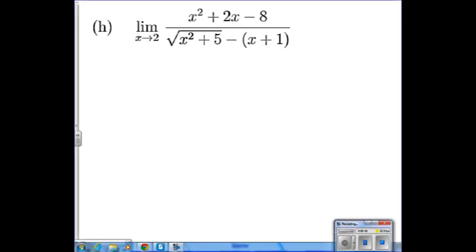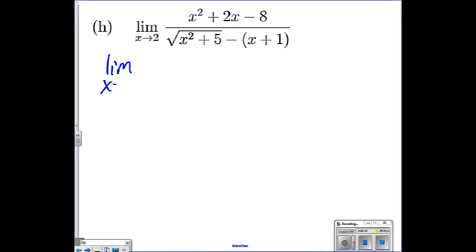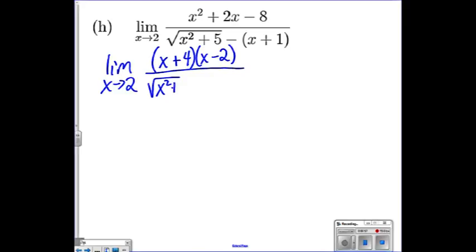Now, we end up with the limit as x approaches 2 of, looks like we can factor out this top, where we end up with x plus 4 times x minus 2 all over, I'm just going to rewrite the bottom. We have the square root of x squared plus 5 minus x plus 1. Now, I know a lot of people, especially a lot of my former students, are tempted to distribute that negative in. In fact, it's to our benefit right now to keep it where it is, and not distribute that negative in.